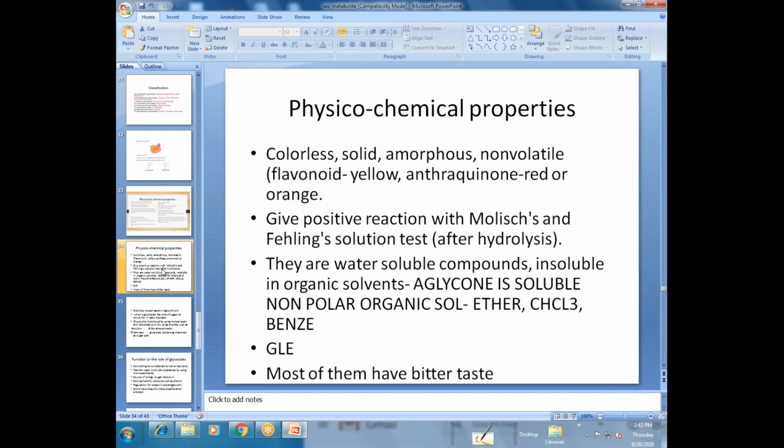Coming to the properties, I have explained in the last class also. Still, again I am telling, glycosides are crystalline or amorphous substances. These are soluble in water and dilute alcohol, and they are insoluble in organic solvents like chloroform and ether. But the aglycon moiety is soluble in non-polar solvents like benzene, but the glycon is soluble only in water.